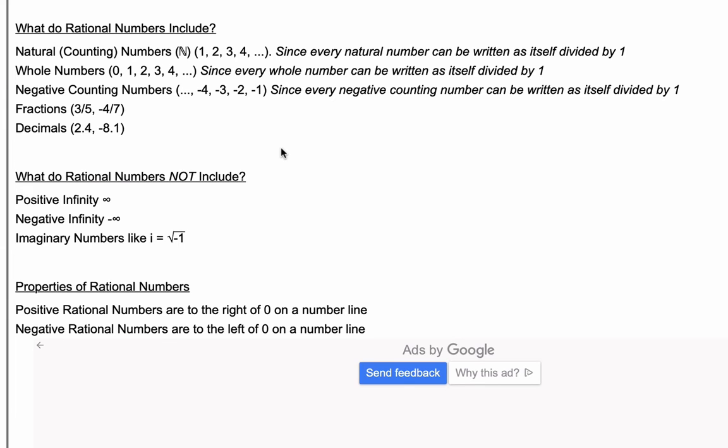The negative counting numbers, negative 1, negative 2, negative 3, and so on. And these include every negative counting number divided by 1, so you can write those as negative 3 over 1. Rational numbers include all fractions, such as 3 over 5, negative 4 over 7. So a fraction numerator is an integer, and a fraction denominator is an integer. And finally, decimals, so 2.4, negative 8.1, and so on.